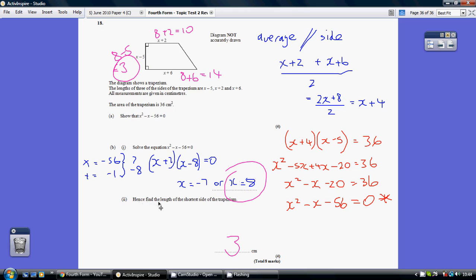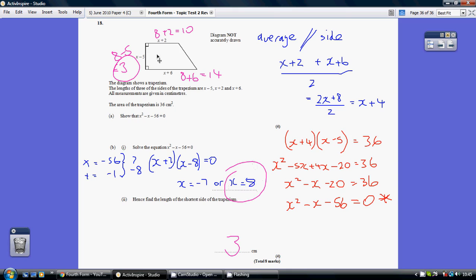Now for part 2, find hence, so using this information, find the length of the shortest side of the trapezium. So up here, these are the lengths of the trapezium: x plus 2, x minus 5, x plus 6, whatever x is. Now in theory, we've got two solutions we could use, but clearly you can't have negative lengths. Minus 7 add 2 is minus 5. That's just not viable. You know, that sort of Doctor Who stuff. So you can discard that solution for part 2 and just use the realistic solution of x being 8.